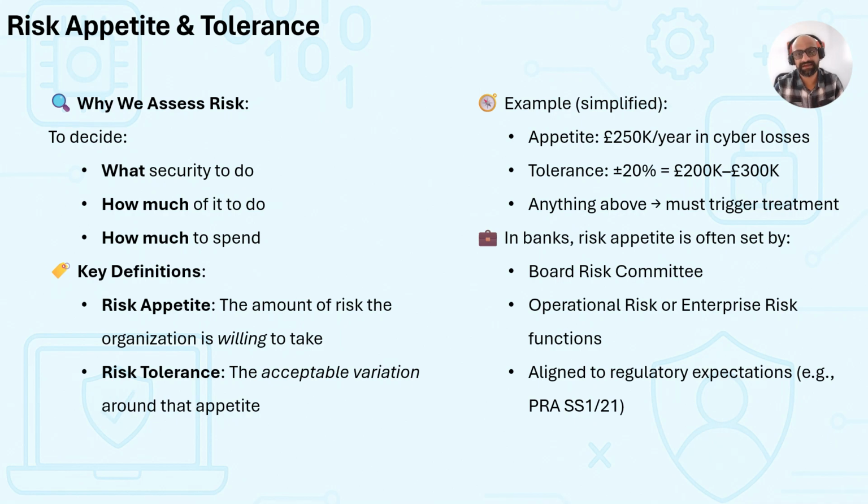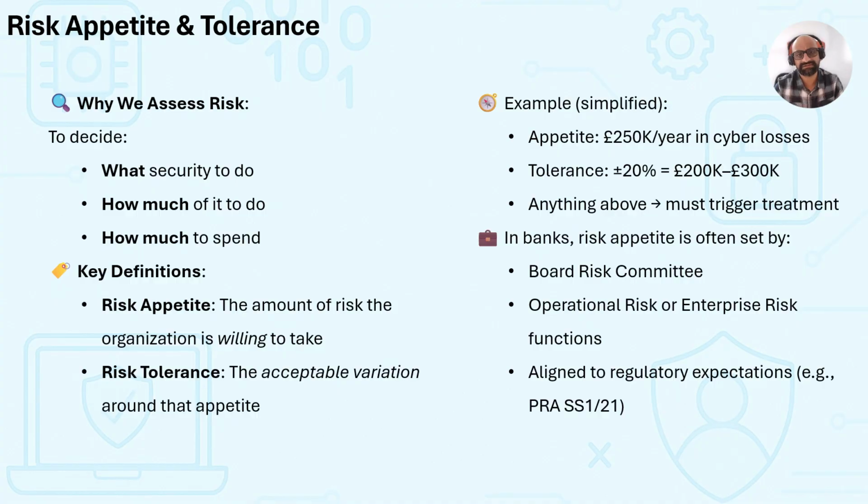Let's talk about risk appetite and risk tolerance, two terms that pop up in every governance meeting. In banking, you can't eliminate all cyber risks, nor should you even try. Instead, the smart move is to decide what level of risk you are comfortable with and how much variation you can tolerate before action is needed. That's the difference between appetite, that is how much risk we are willing to accept by design, and tolerance, the wiggle room around that appetite before alarms go off.